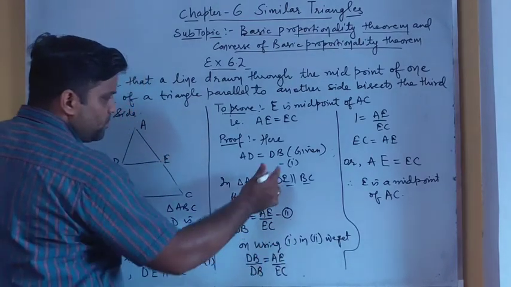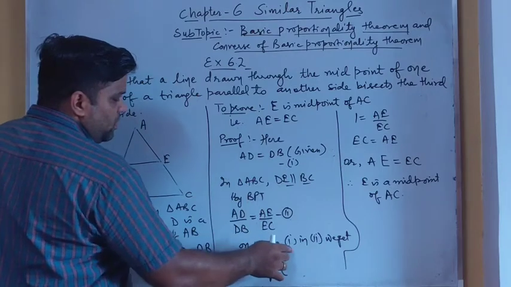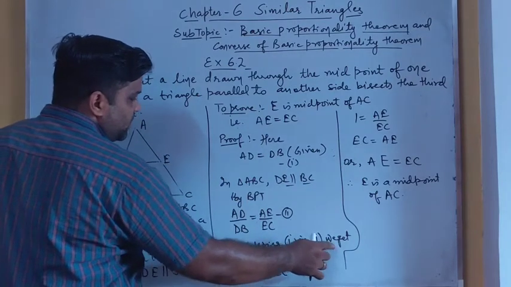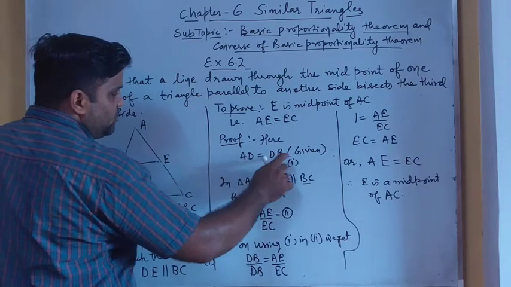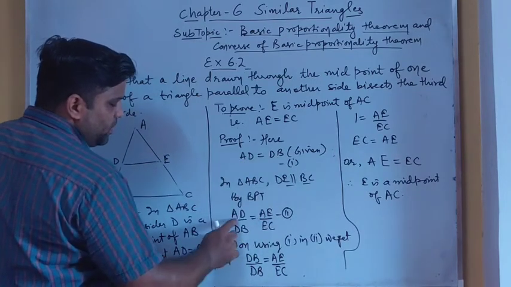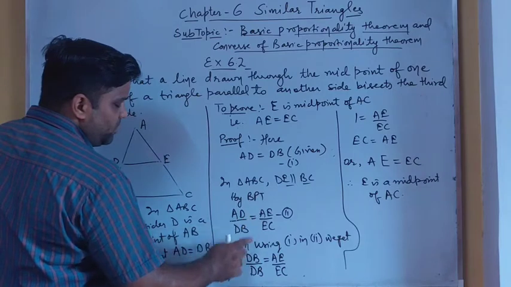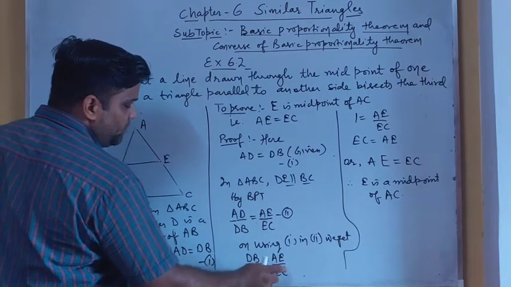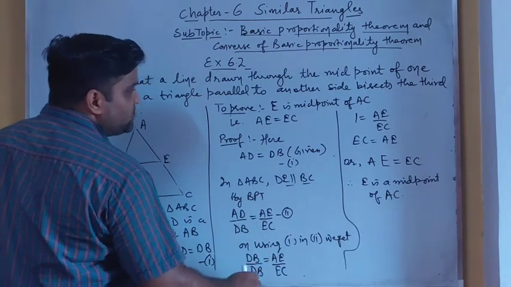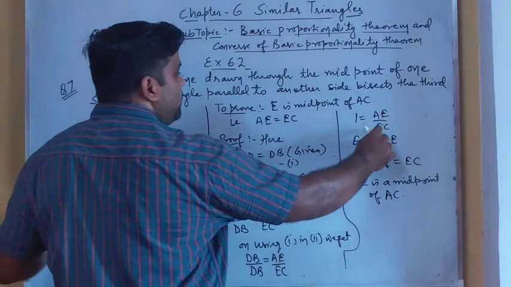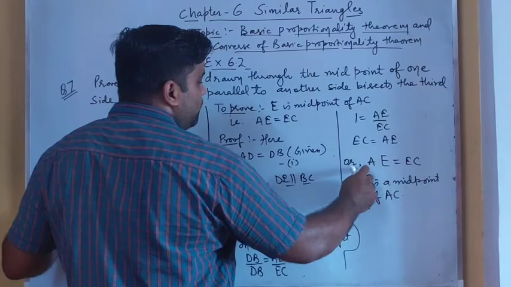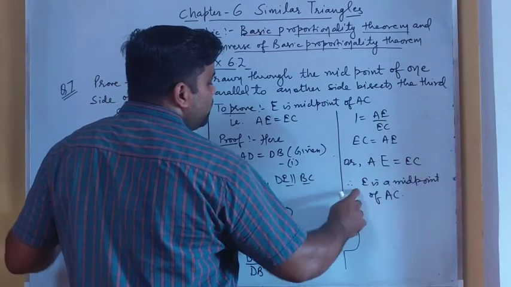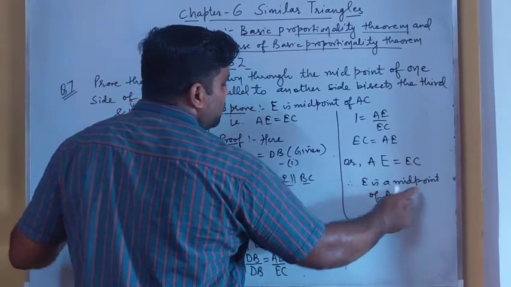So here we use equation number 1 in 2. As it is given that AD is equal to DB, we replace AD by DB in that equation number 2. So we write DB by DB equal to AE by EC. Here DB cancels out, we get 1 equal to AE by EC, or we get EC equal to AE on cross multiplication, or we write AE equal to EC. So we can say E is the midpoint of AC.